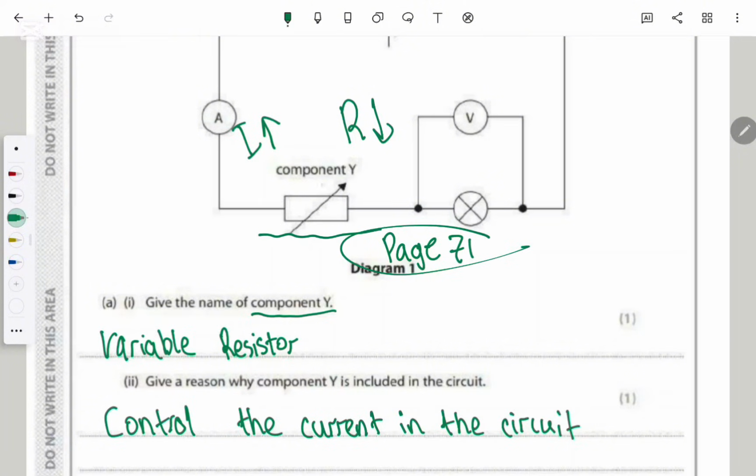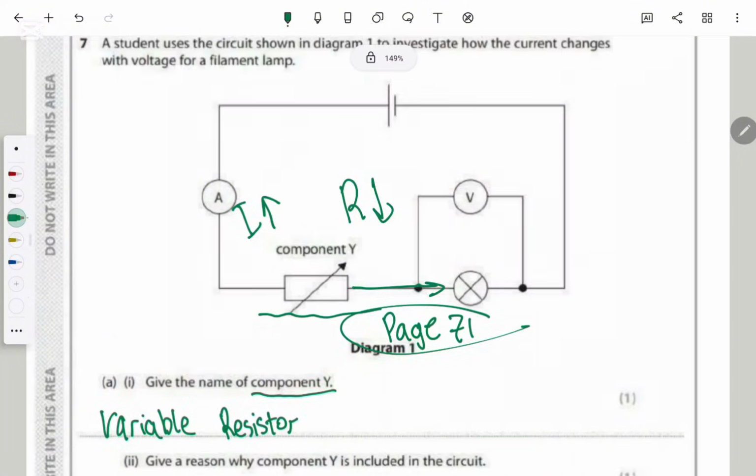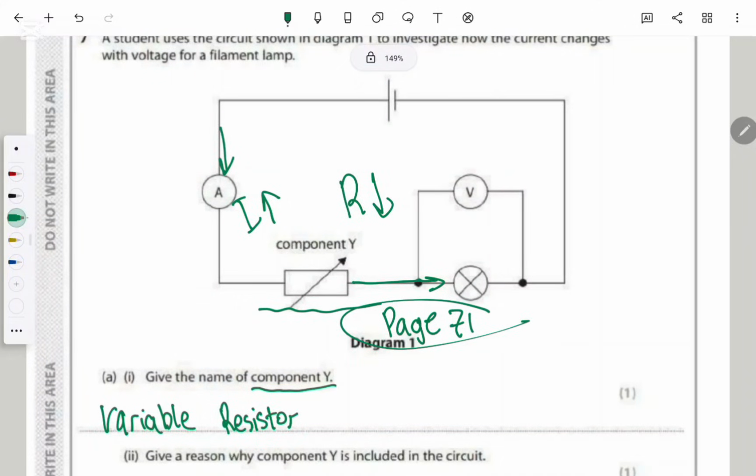All of this current enters right here, and it also moves through this ammeter, so it changes the readings here. It changes the readings on the voltmeter right here. So by controlling the current, you can do a lot of stuff afterwards inside the circuit.